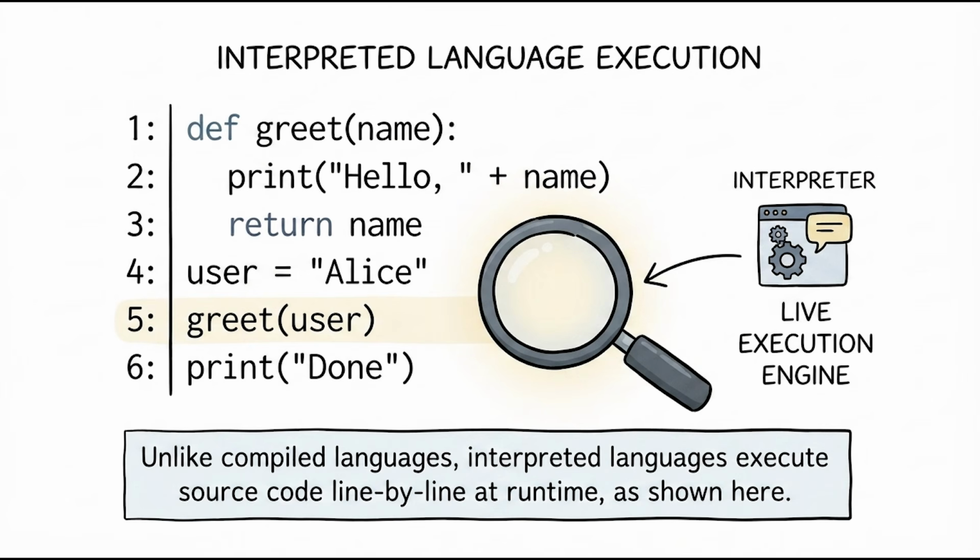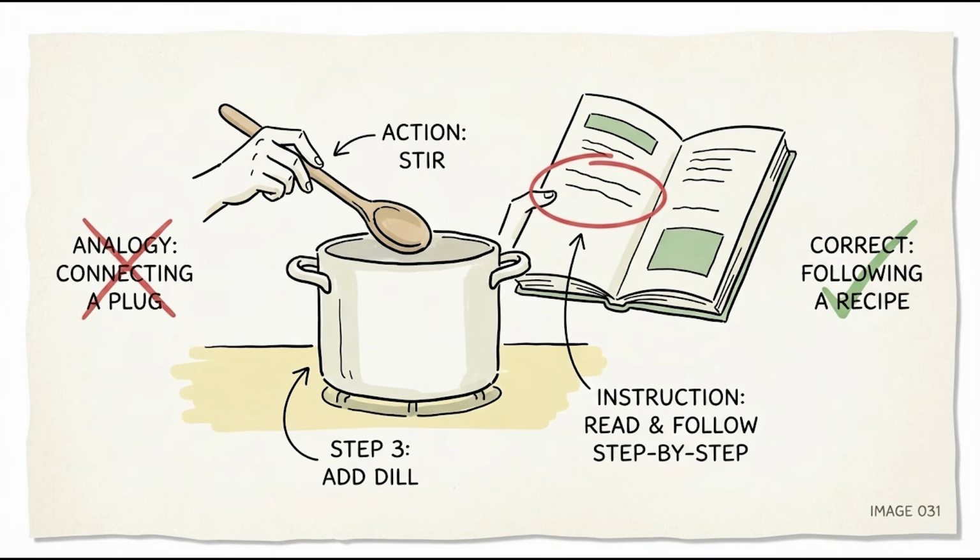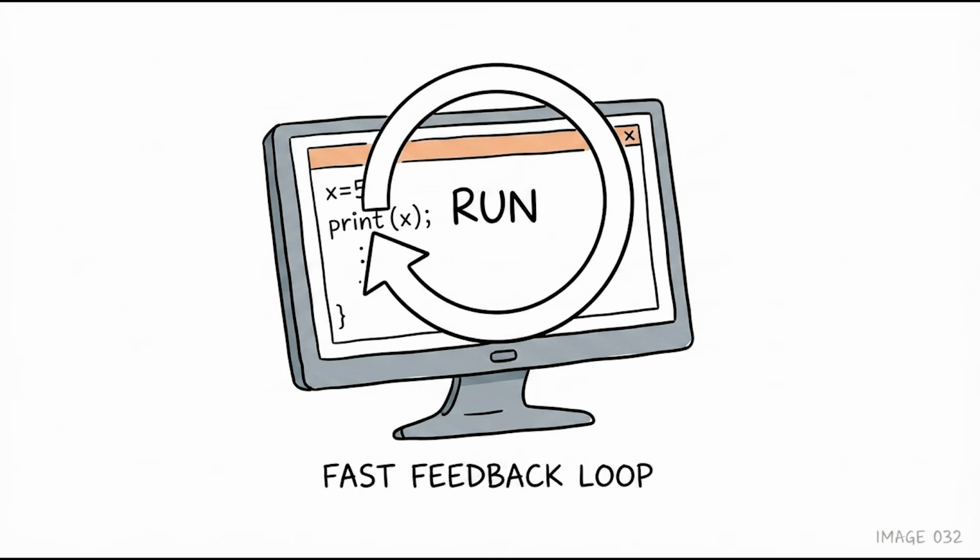Instead of translating everything up front, an interpreter reads your code line by line and executes it live. Python, Ruby, and early JavaScript all work this way. It's like reading a recipe out loud and cooking each step as you go, no memorizing the whole thing first. The defining trait is immediacy. You write code. You run code. No waiting for compilation. That feedback loop is fast and honestly kind of addictive.